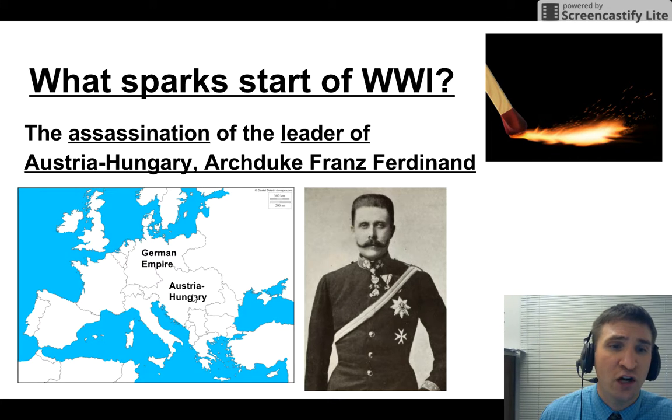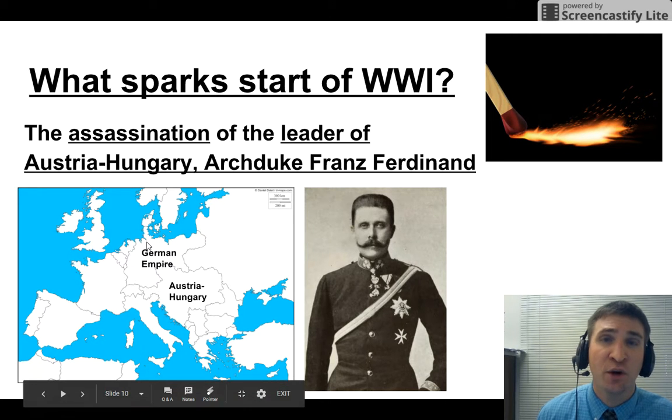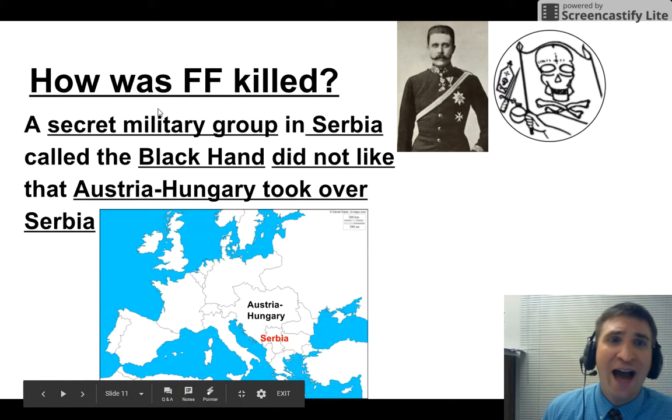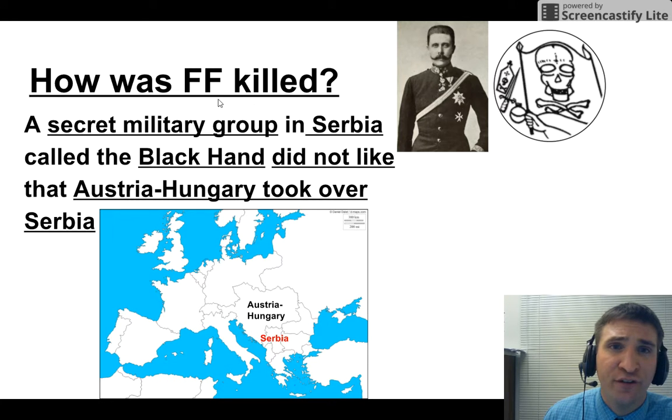How was FF killed? Franz Ferdinand was killed by a secret military group in Serbia called the Black Hand. They did not like that Austria-Hungary took over parts of Serbia. Please label on your map Serbia, which is just south of Austria-Hungary here on your map. This is the logo of the Black Hand terrorist group.